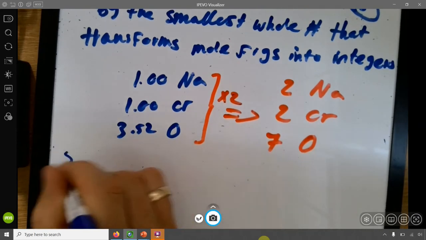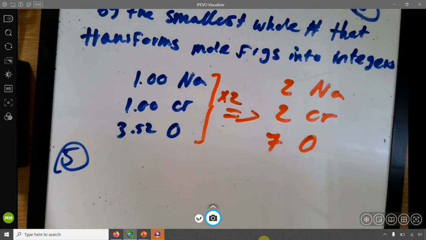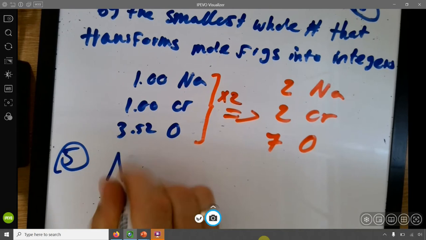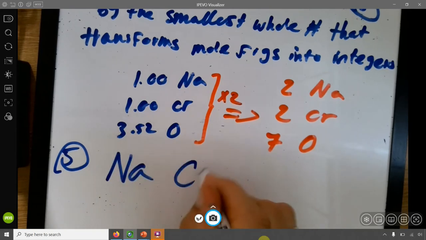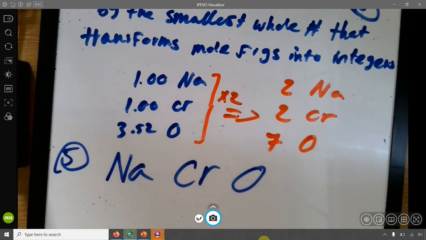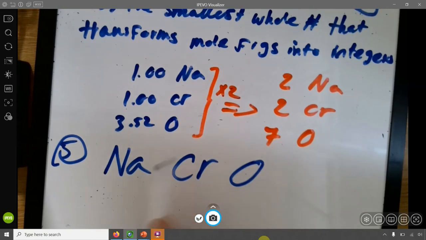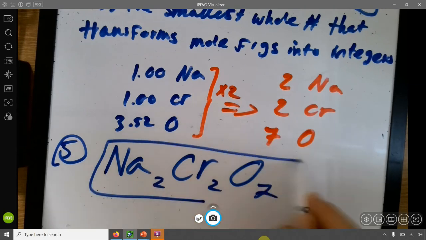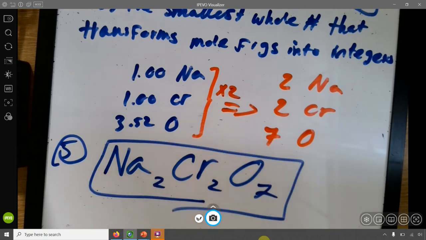Step 5 is the shortest step. Use these as the subscripts in your empirical formula. You're done. So my empirical formula is going to have Na in it, chromium, and oxygen, and I need to figure out what the subscripts are. So there they are, 2, 2, 7. And if you Google, this is an actual compound. This 7 looks a little funky.